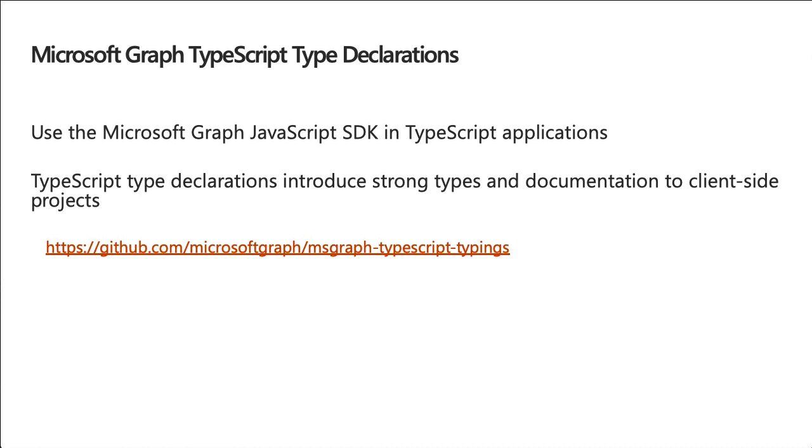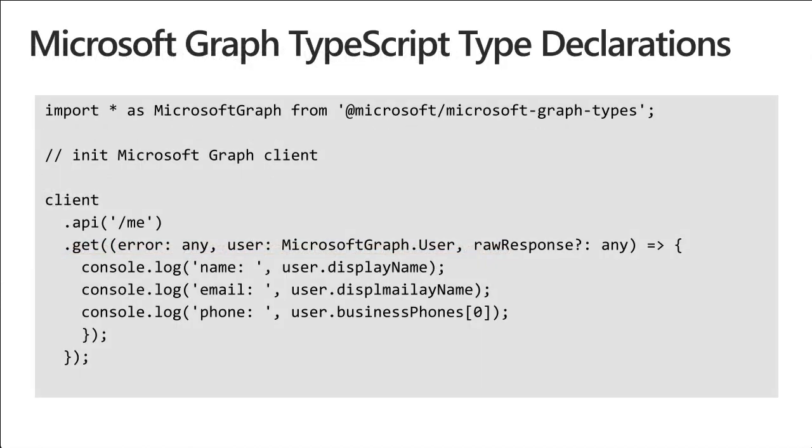There are also TypeScript type declarations that are made available with the JavaScript SDK. And so you can use these inside of your TypeScript-based applications, such as the SharePoint Framework project. These are going to introduce strong types and documentation to your client-side projects, making it easier to work with the JavaScript SDK. So how do you add those? Well, you're going to install the @microsoft/microsoft-graph-types type declaration, and then you're going to import it into your project.